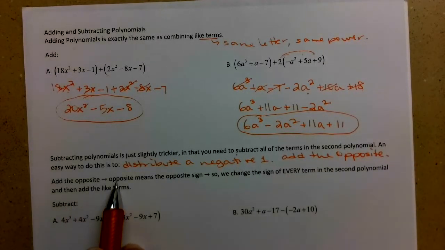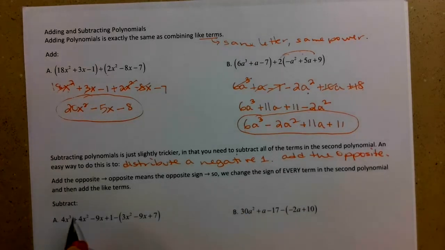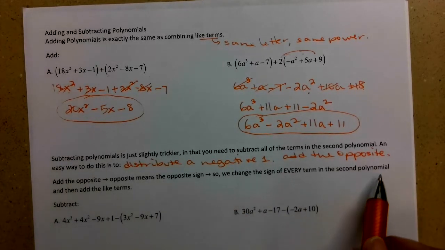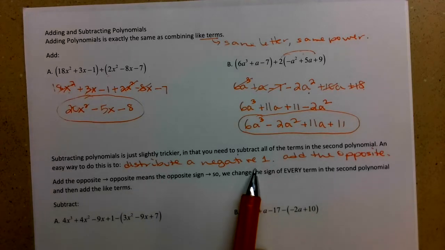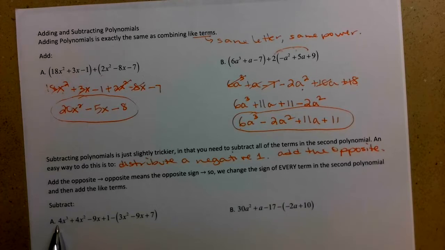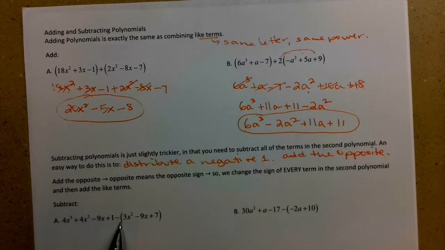Okay? So add the opposite. For us, opposite means the opposite sign. So we change the sign of every term in the second polynomial. And then we're going to combine like terms, add the like terms. So changing the sign of every term is what we get when you distribute a negative 1. So here we go, 4x cubed plus 4x squared minus 9x plus 1. And we're going to subtract the polynomial 3x squared minus 9x plus 7.